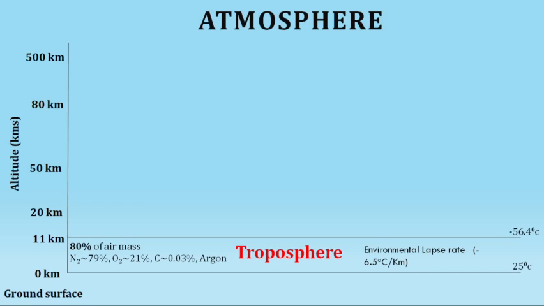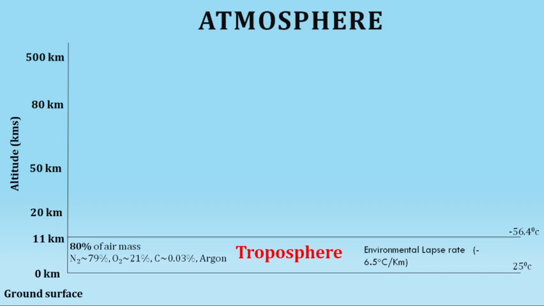So that was all about the troposphere, a very important layer of the atmosphere, because human beings and all the living entities are in direct contact with this layer of the atmosphere. The oxygen which we require for breathing is taken up from the oxygen of the troposphere.